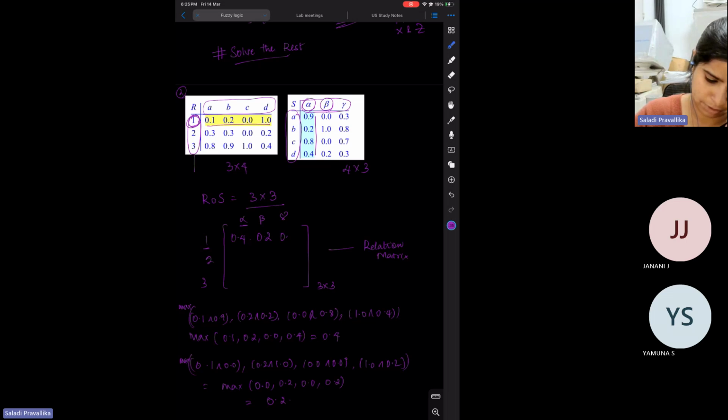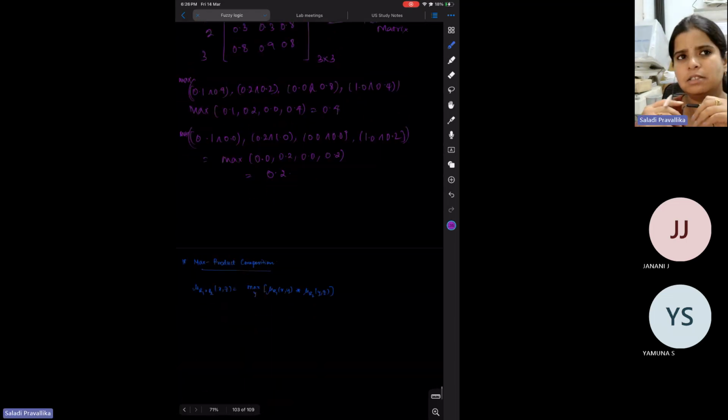Okay, 0.4, 0.3, 0.3, 0.3, 0.8, 0.8, 0.9, 0.8. Great, Yamuna. But the first element is wrong. The first element is 0.4. Okay. But rest all you have got it right. Okay. Yes.